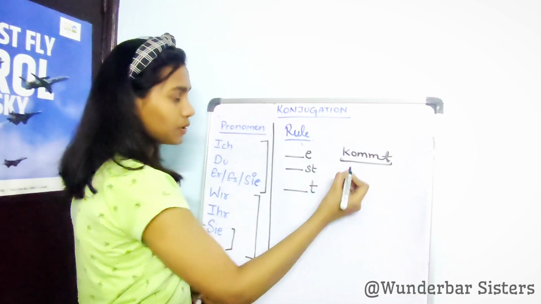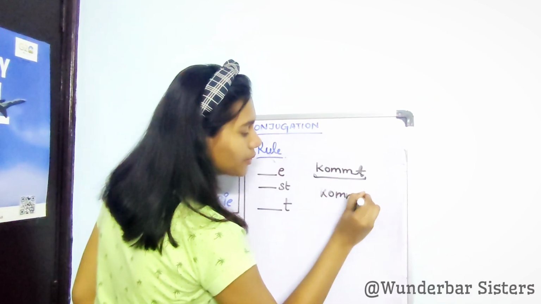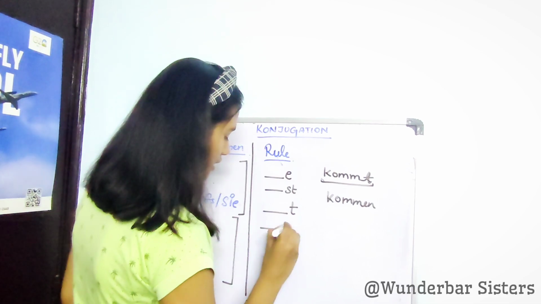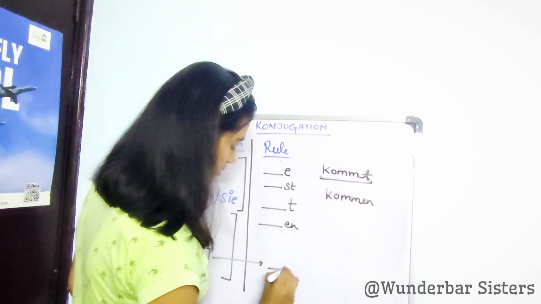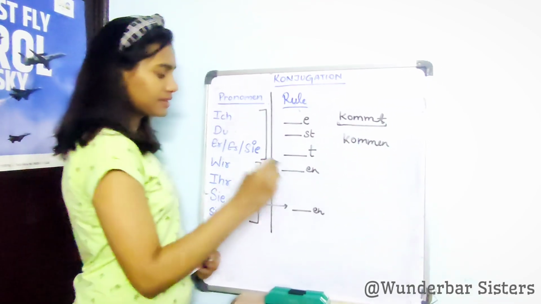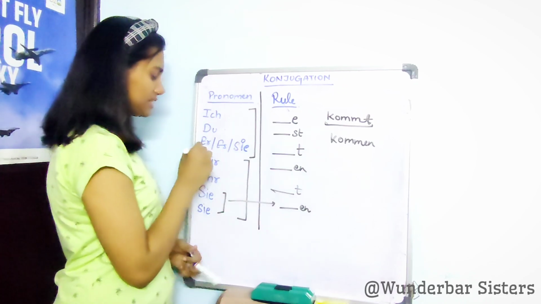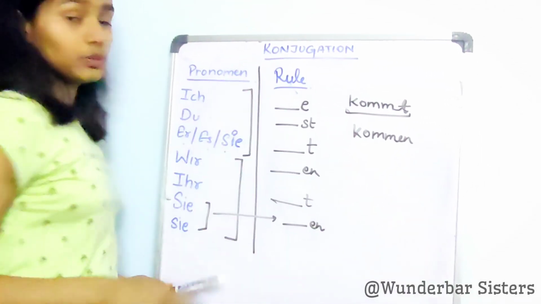This means that the verb, which was earlier kommen, would read kommen only. It won't change. So for wir, it would end with en, and similarly for these two also, it would end with en. Now for ihr, we use t only. It all ends with t, just like in the case of er, sie, es. So these were the rules.